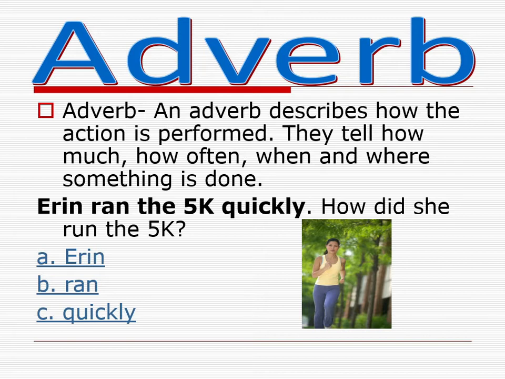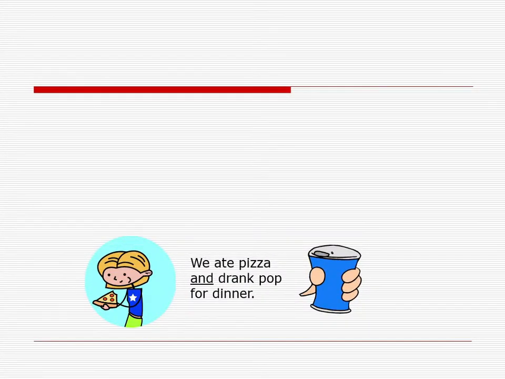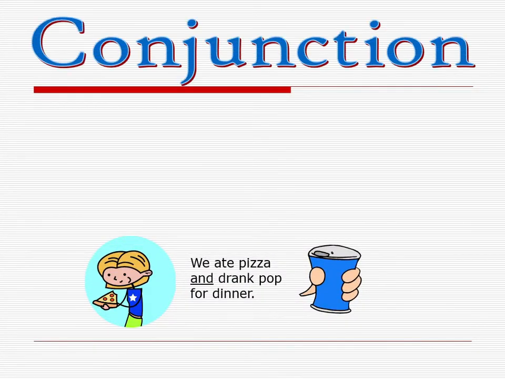So option 1 is Erin. No, it's a name, it's a noun. Ran, it's a verb. No. So option C is the adverb, because it's quickly. It's telling how Erin ran. How did she run 5 kilometers? So the next part of speech is conjunction.